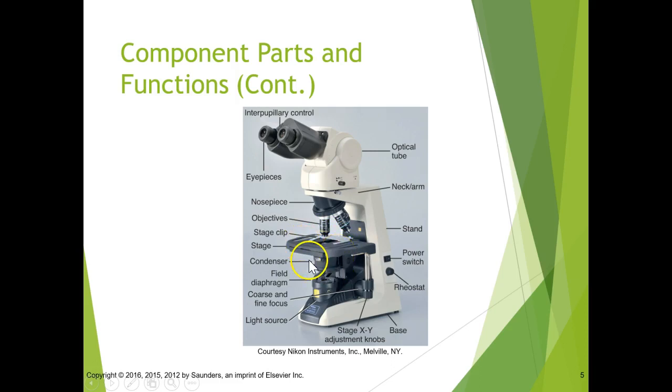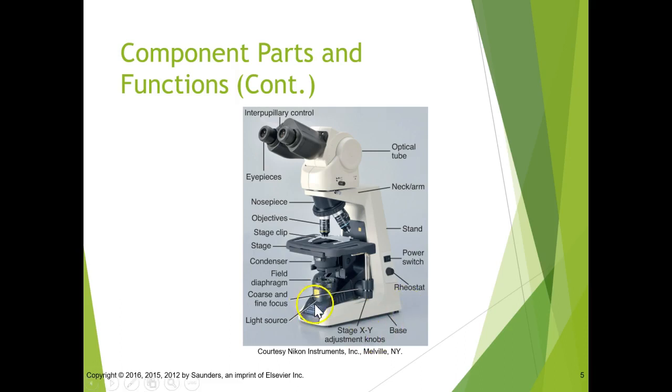The condenser can cause the light to be increased or decreased. Field diaphragm does the same in a different way. The coarse and fine focus is very important. Okay, we're going to have to use those in a certain order. And when we do the laboratory on the microscope in the next week, we will be very, very meticulous with those and how we use them. You can't just go take the coarse one and start moving things around, or you could crack your slide.